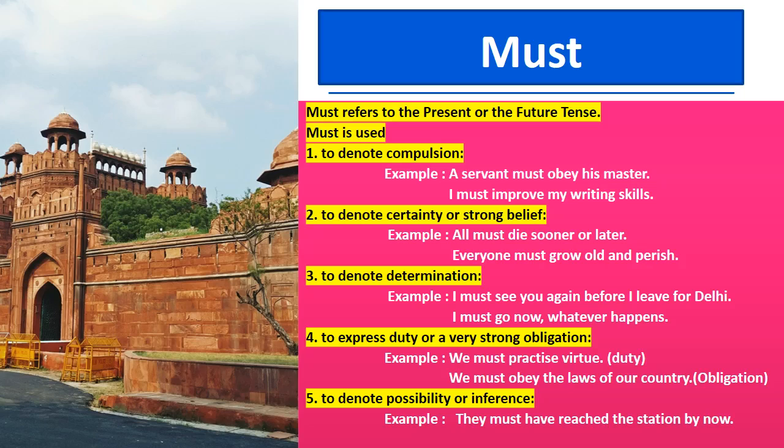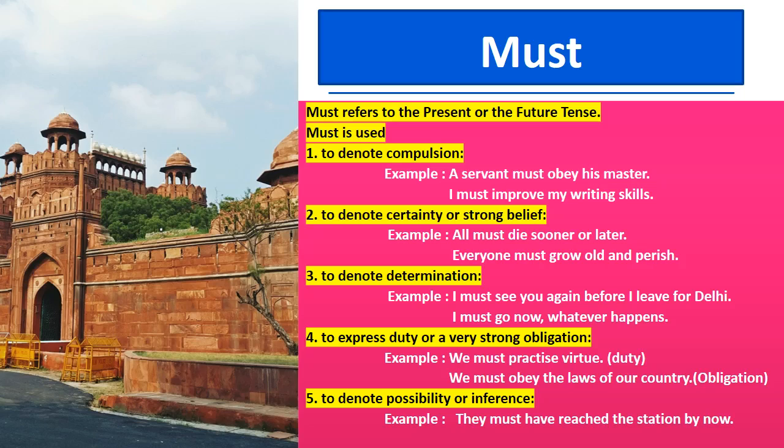First one is must. Must refers to the present or the future tense. Must is used to denote compulsion. So here the action is compulsory. It means if the subject does not do that action, he may have to face some consequence. In should and ought to, we give advice, but with must, it becomes compulsory.